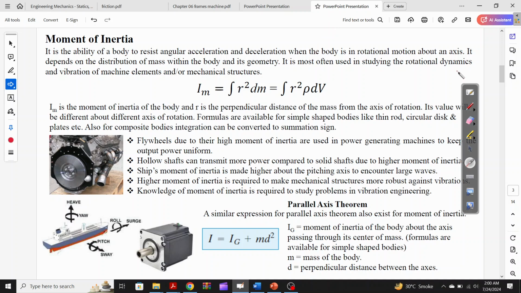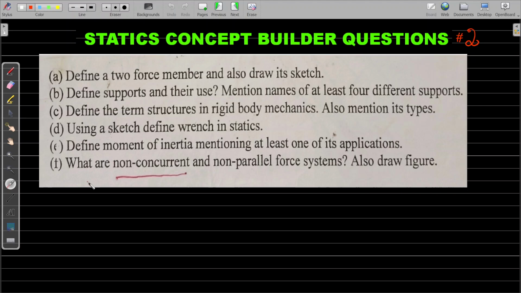Okay, so this also explains it, and you can write the solution from here. And what about this one? This question is very typical. What are the non-concurrent and non-parallel force systems? Draw the figures.